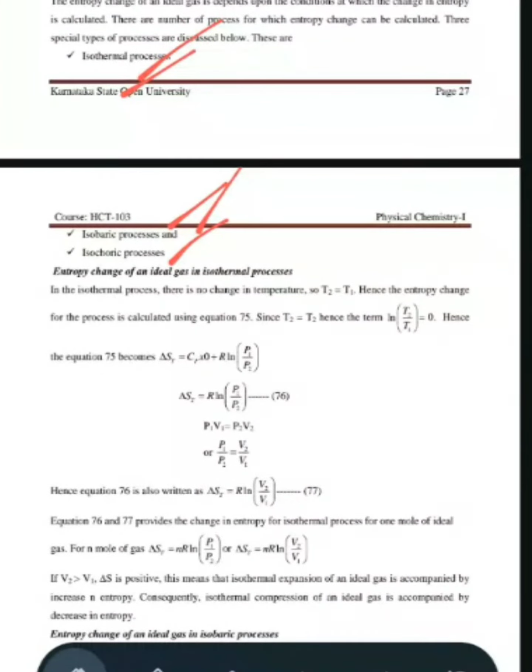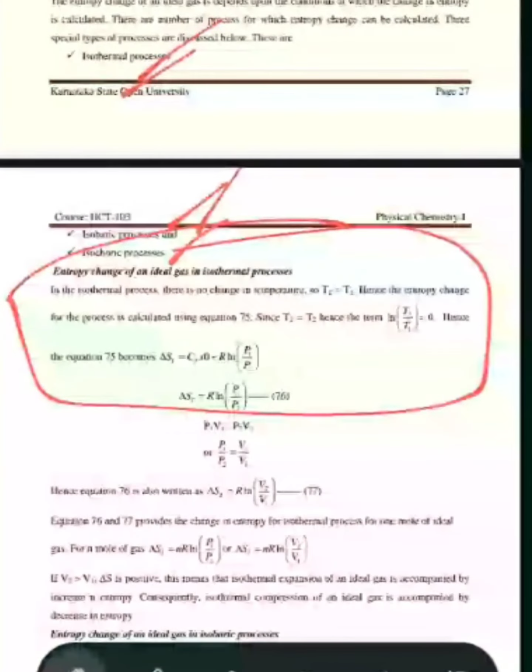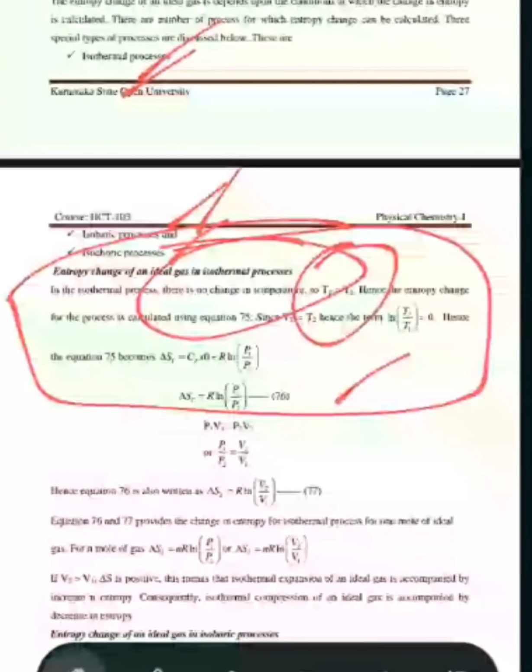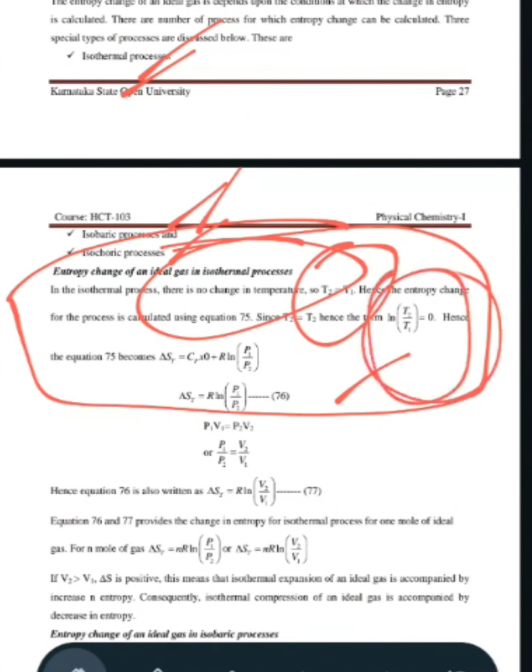So entropy change in ideal gas in the isothermal process, where temperature is kept constant. T2 and T1 will be equal. T2 means the temperature of the product, that will be calculated, that is denoted as T2. And on the reactant side, the temperature in the initial state, that is denoted by T1. There is no change in temperature, so the temperature will be kept constant. T1 and T2 will be of 0. That can be seen here.